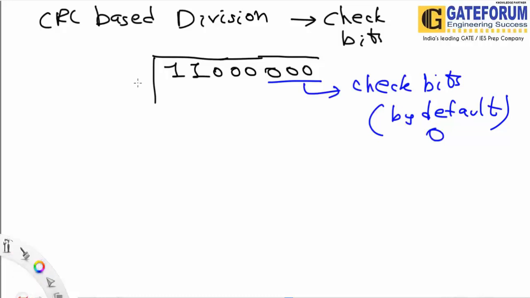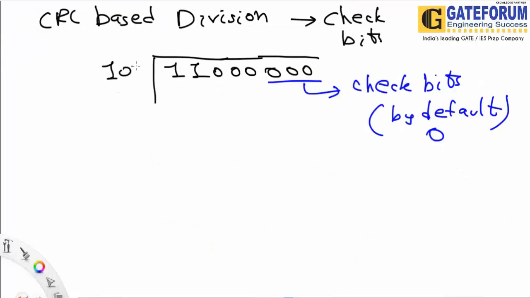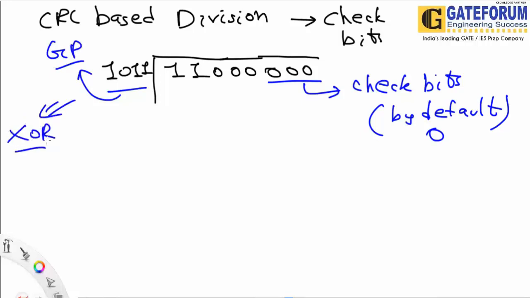Now we will do the division with the GP. GP is basically 1011. So we are doing the division by using the generator polynomial, which is 1011, and we perform a particular XOR operation. Let's try to identify how we will calculate. Since this is 4 bits, we need to take the first 4 bits, which is 1100. The most significant bit is 1, so we will be taking 1011 into 1, which is 1011. Here we will do a particular XOR operation.